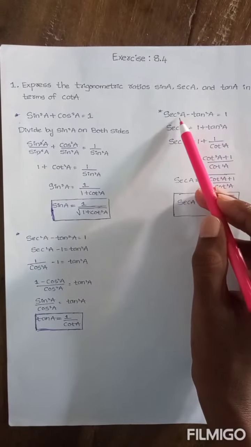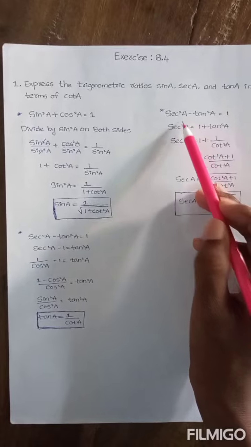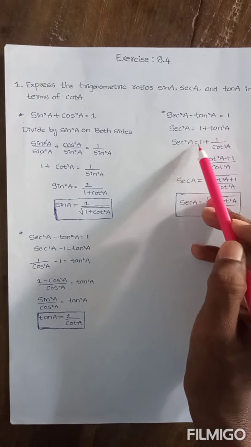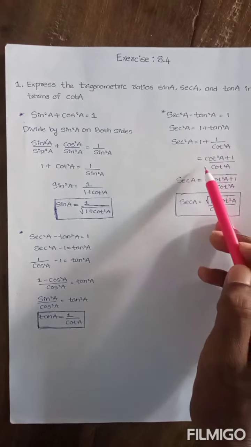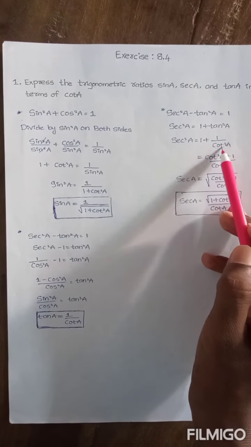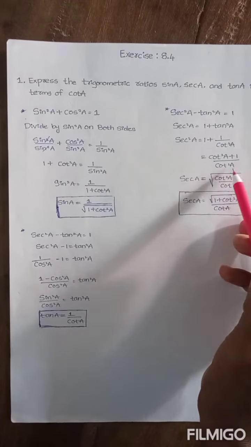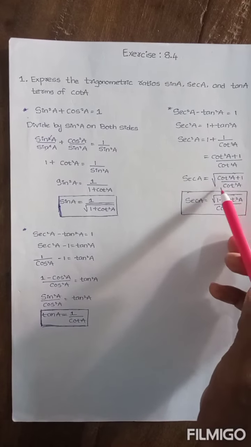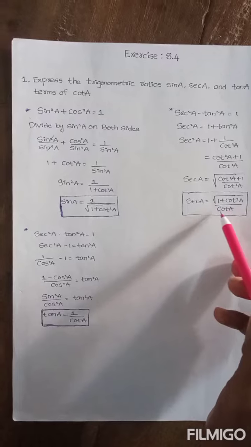And the next one: we know that sec square A minus tan square A is equal to 1. From here, sec square A equals 1 plus tan square A, that is sec square A equals 1 plus 1 by cot square A, since tan theta equals 1 by cot theta, right? Now here cot square A is the LCM. Cot square A into 1 is cot square A, plus 1, by cot square A. That is sec A equals under root cot square A plus 1 by cot square A. Therefore sec A equals under root 1 plus cot square A by cot A.